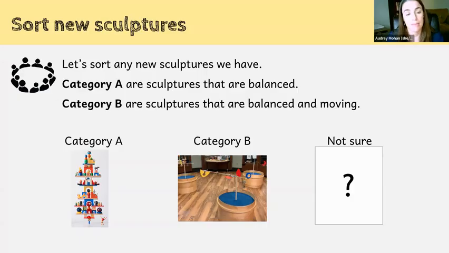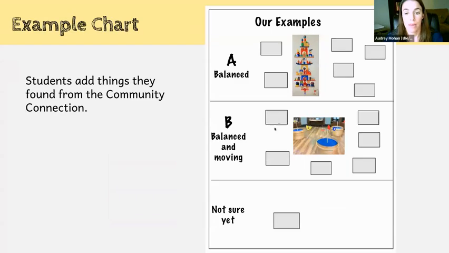And so we want them to bring all those community examples of balanced and moving objects back in and put them on our examples chart. So again, we're trying to build out lots of relevant art examples and non-art examples where things are balanced or they're balanced and moving. And this is really going to drive their investigations in the unit.